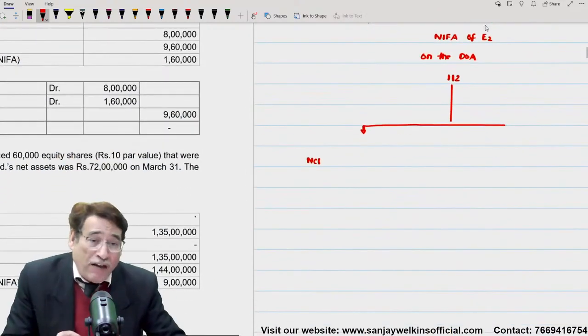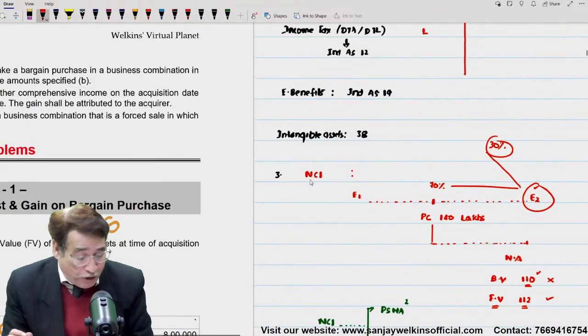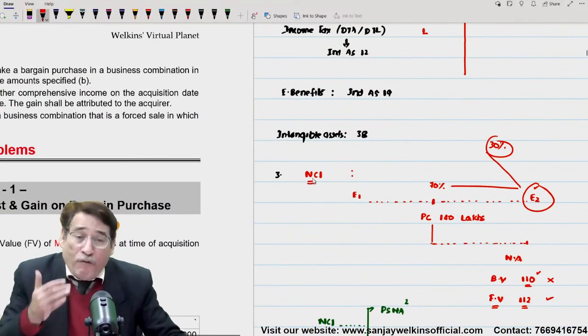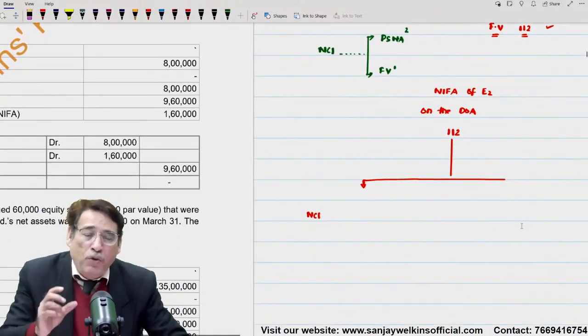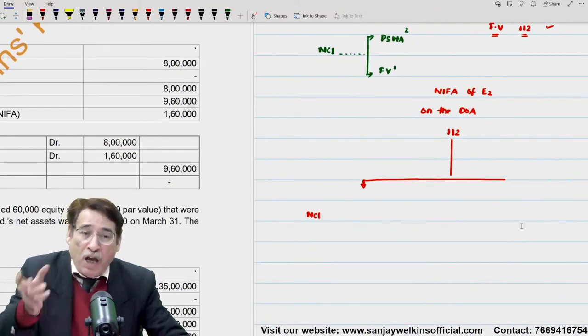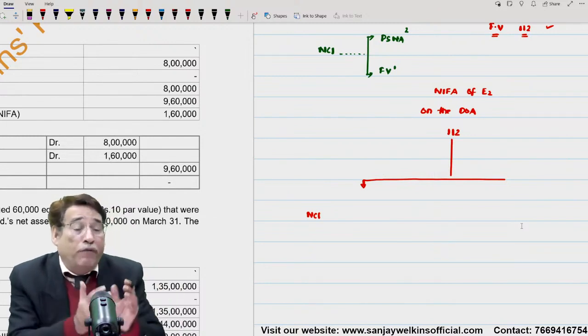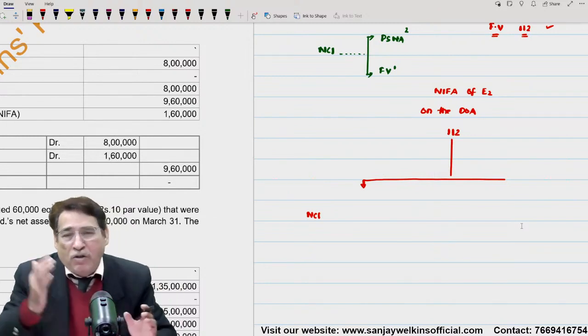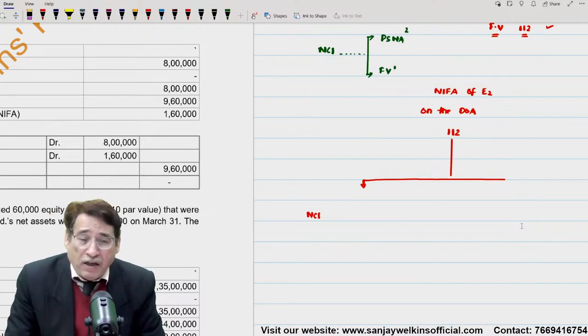So now, when the standard says that on the date of acquisition you have to determine NCI, what does it mean? It means the standard is asking you to compute the amount of net assets of the subsidiary company appearing on the date of acquisition at fair value, and out of that, how many net assets belong to NCI. This is what we mean by NCI. Is it clear to you?